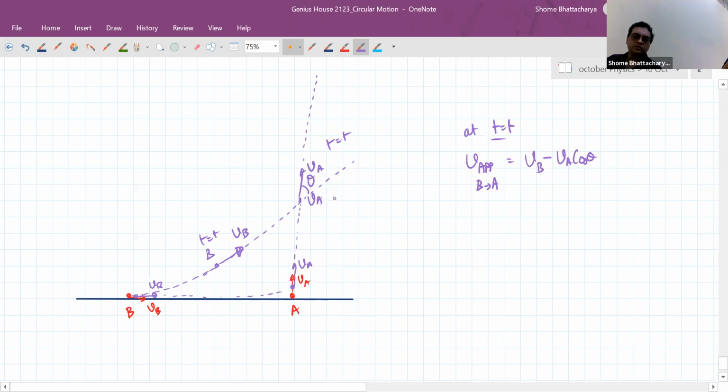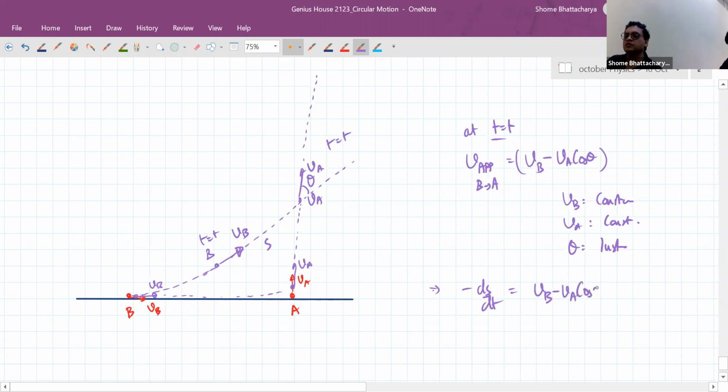d theta by dt, but at that instant it is an instantaneous value. If we differentiate it, then d theta by dt will come. So the instantaneous value is this, where we understand very interestingly that Vb is a constant, the speed, and VA is also a constant, but what is variable here is theta. Theta is instantaneous. So if the instantaneous distance between A and B is S, we can say that minus ds by dt is equal to Vb minus VA cos theta. So this statement is making sense so far.